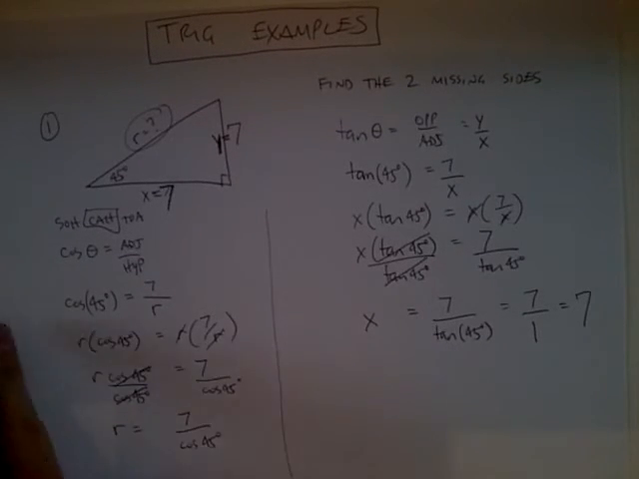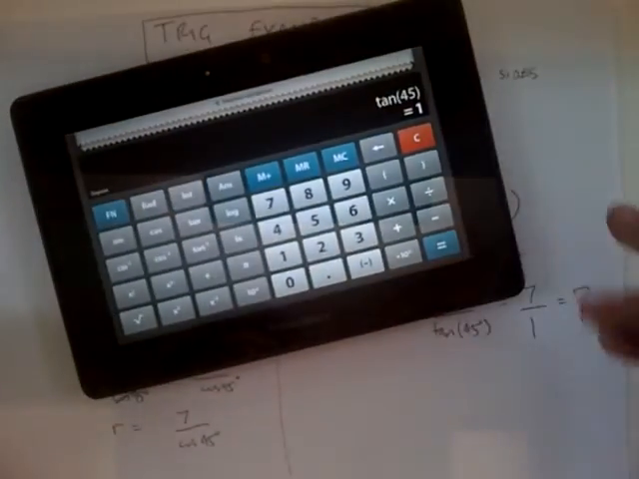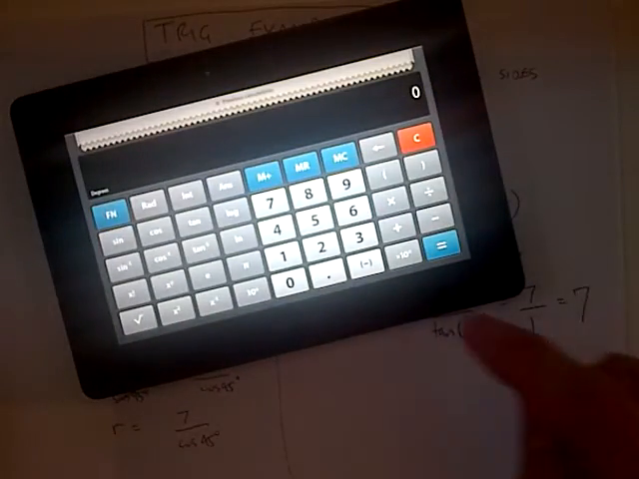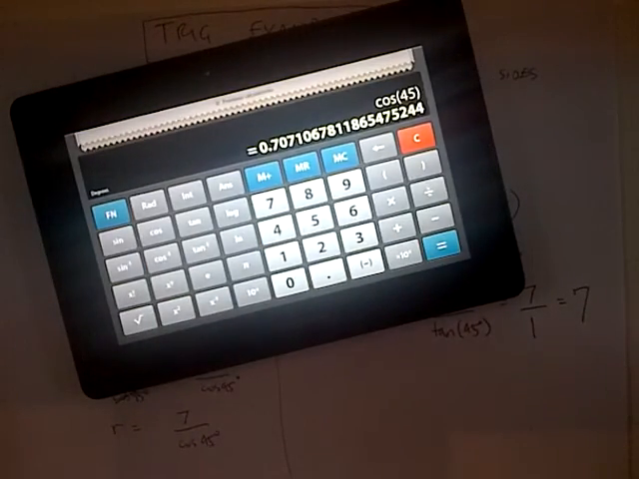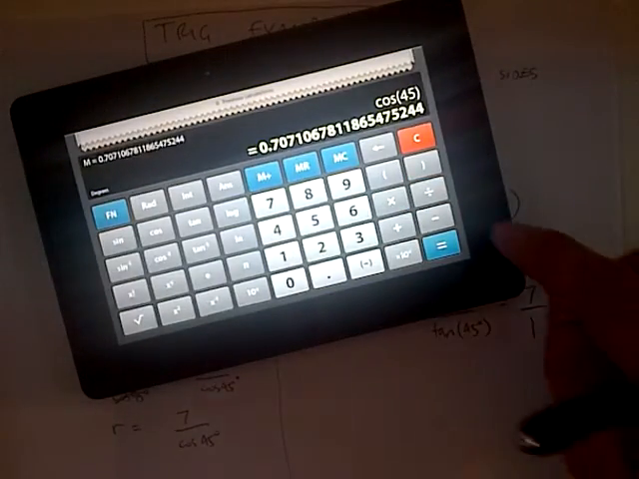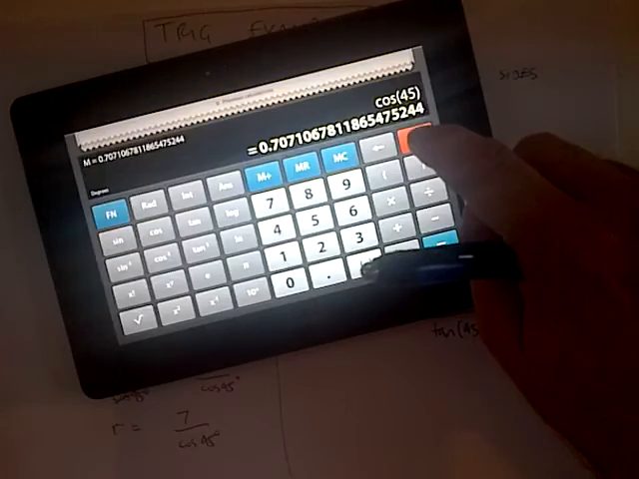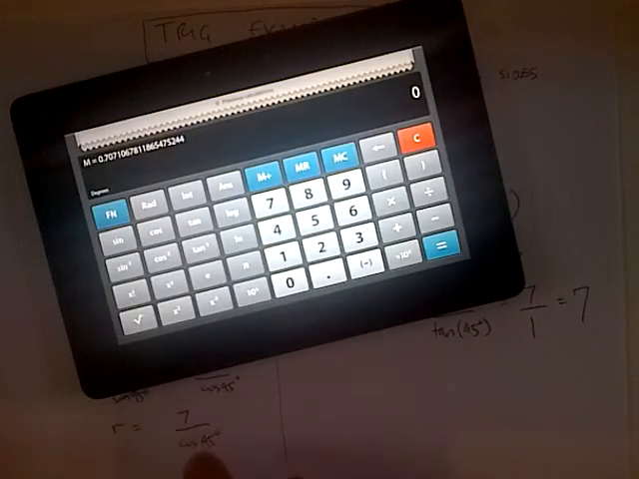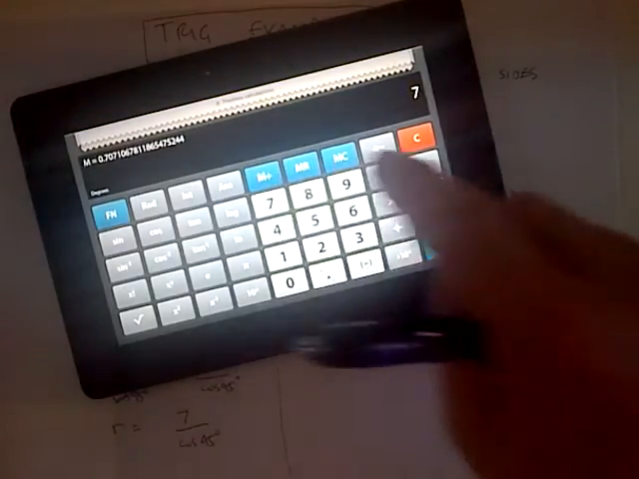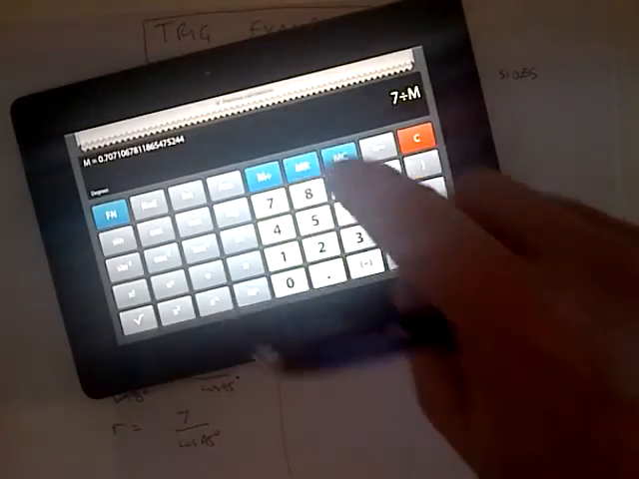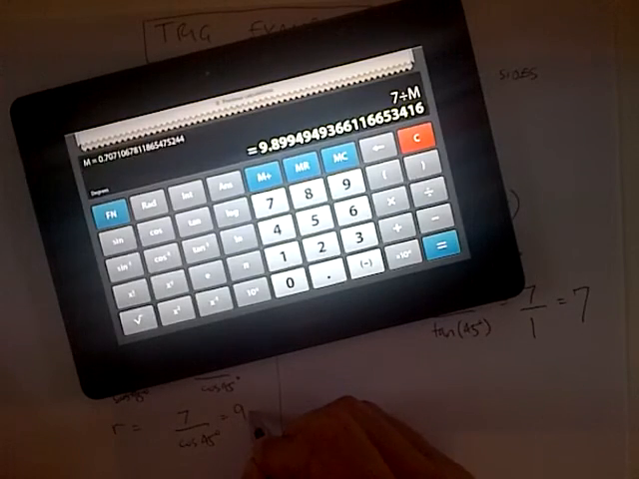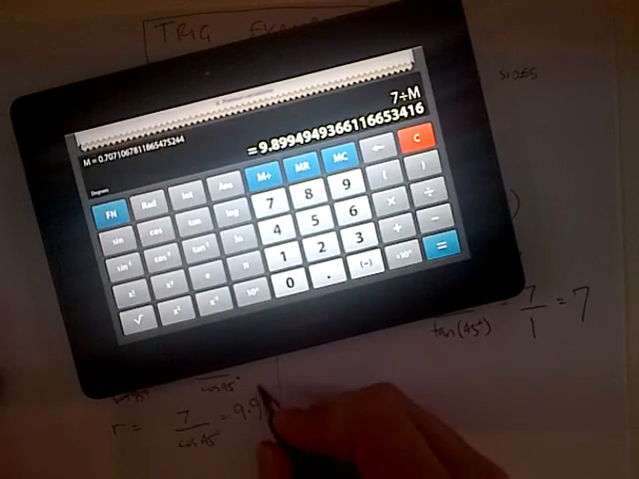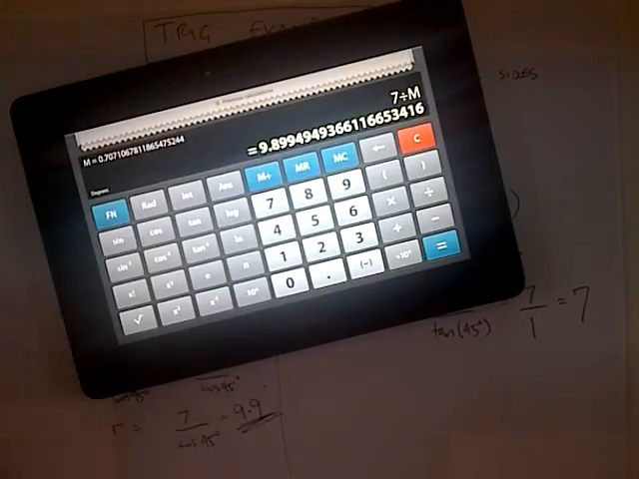So now I get my calculator and I say, cos 45. Cos of 45 degrees is equal to that. 0.707. I can put that in memory if I want. So I put that in memory. So what I want is 7 divided by what I just had there. So now 7 divided by what I had in the memory. And then I have 9.9. R is equal to 9.9.